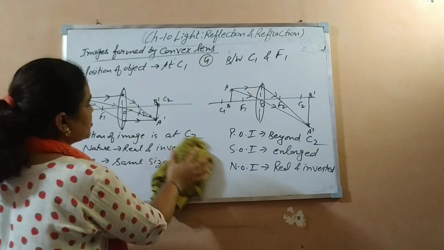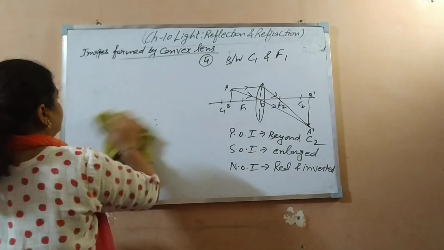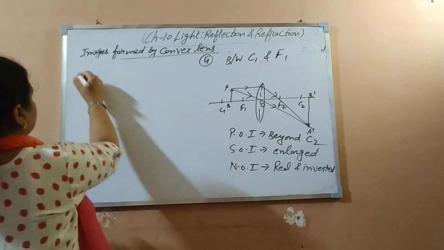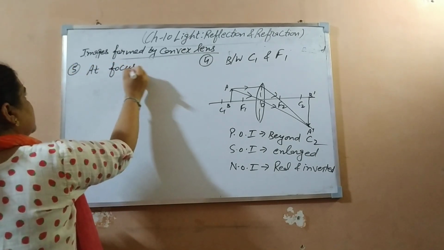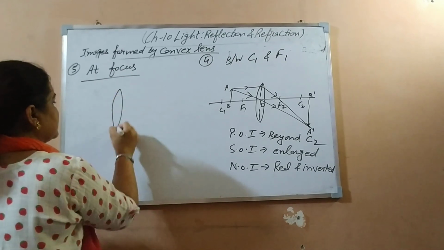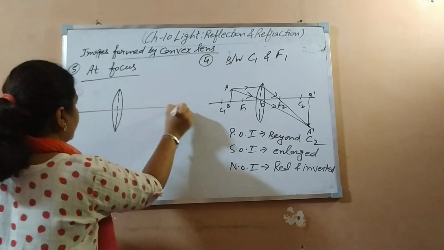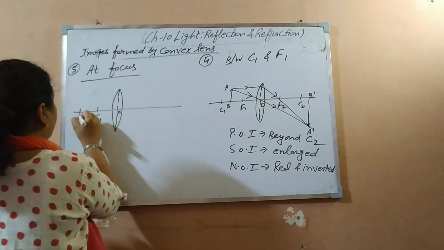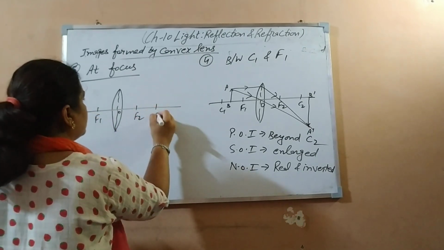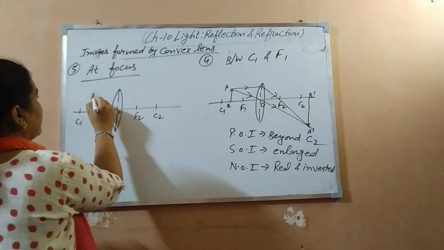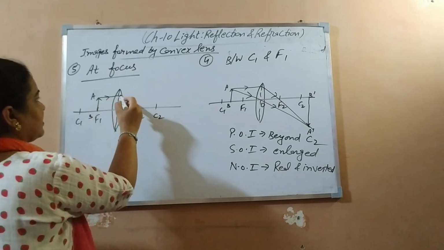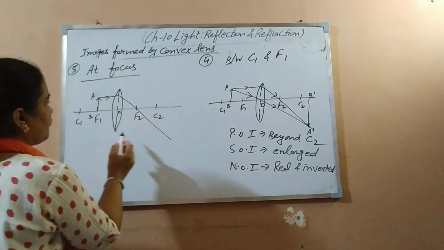Now the next case, when the object is at focus. At the fifth case, the object is at focus. So the lens is there, both the surfaces are bulging outward. F1, C1, F2, C2. The object is at focus, AB. So one ray will go parallel. After that, where would it pass? It would pass through the focus.